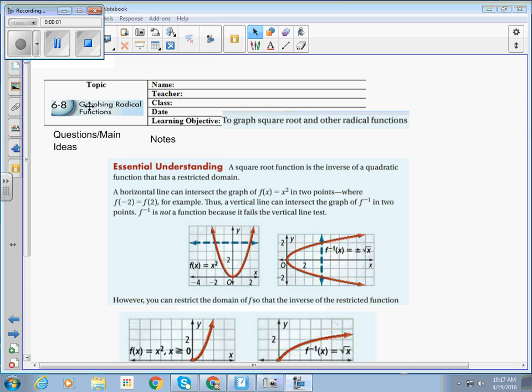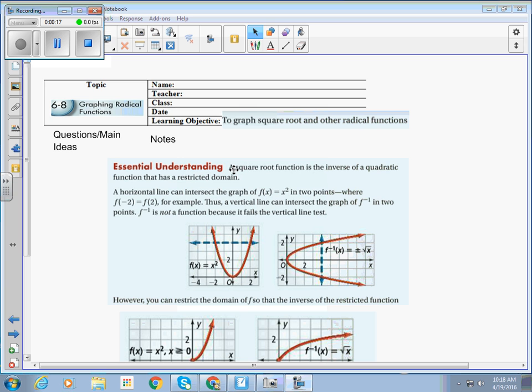All right, so today we're going to do Chapter 6, Section 8, Graphing Radical Functions. So get your graph paper ready. We're graphing. Our learning objective is to graph square root and other radical functions.